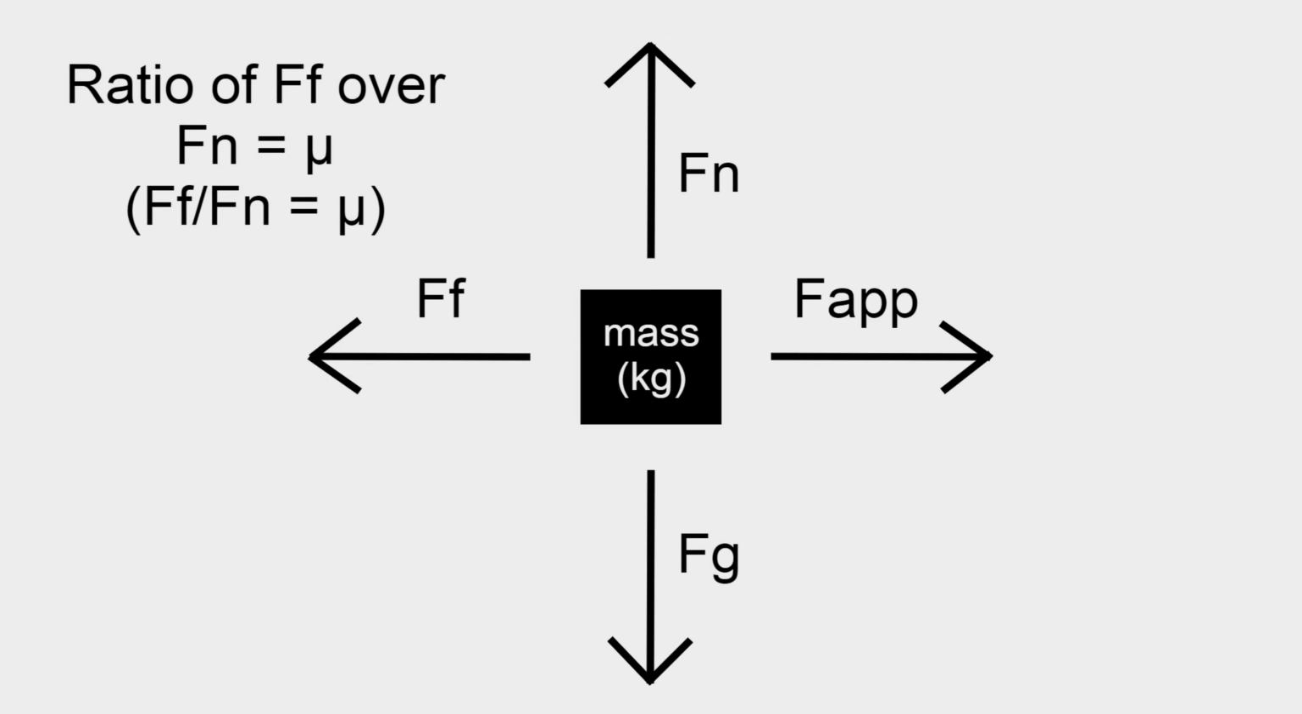The coefficient of friction is a ratio between the force necessary to move one surface horizontally over another and the pressure between two surfaces. This is known as mu.